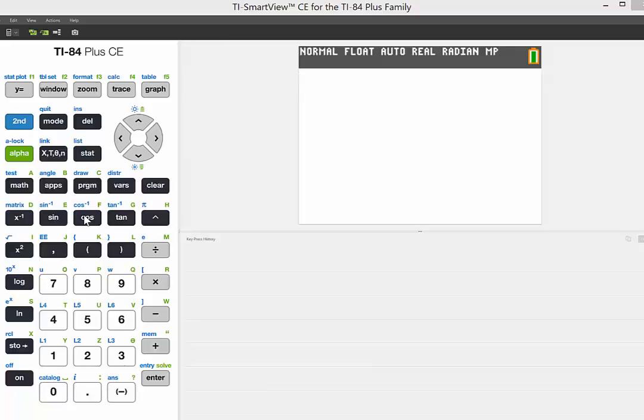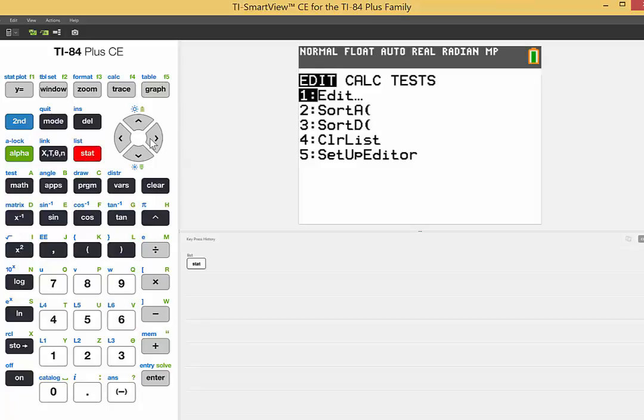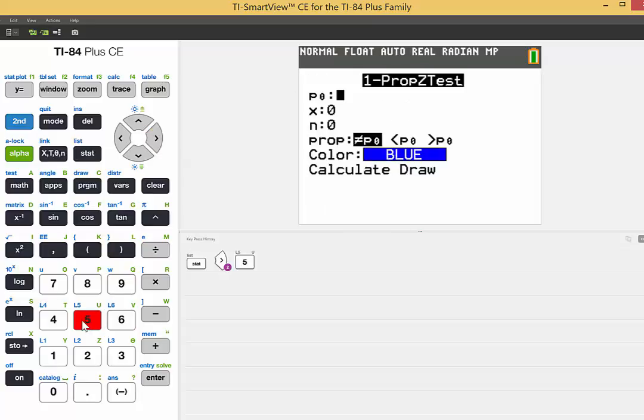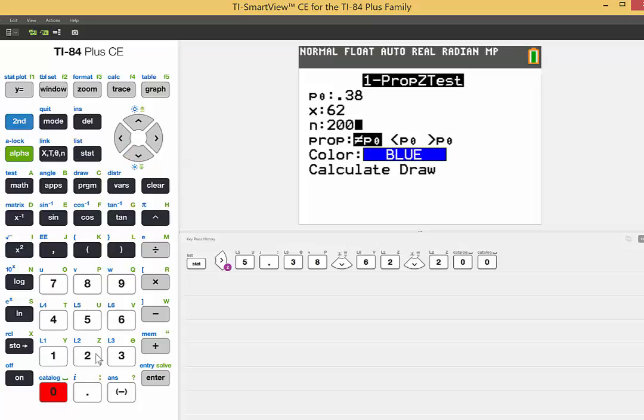We can find this z-test value using the TI-83 or 84 calculator. We would push stat, go over to tests. This will be a 1 proportion z-test, so 5. So push 5. We have to tell it what our hypothesized proportion is, which this time is 0.38. We need to tell it what our x value is, and that's the number of successes, which this time was 62. Then the number of observations was 200.